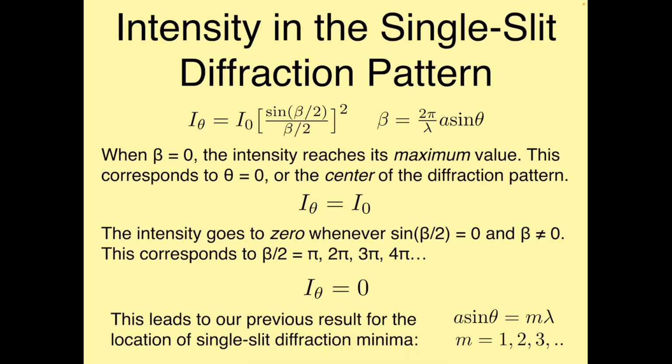So this will lead to our previous result for where the single-slit diffraction minima are located, where the points of minimum intensity are located. We're going to show that we get the equation a sine theta equals m lambda for m equals 1, 2, 3, and so on. So basically, this result we derived using phasors also contains the result that we saw earlier for where the diffraction minima are located. So let's see how this all works out.